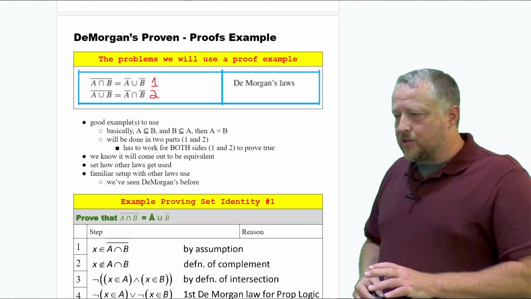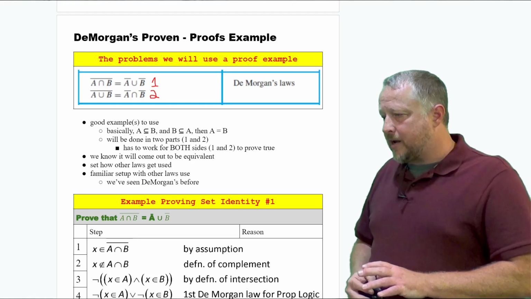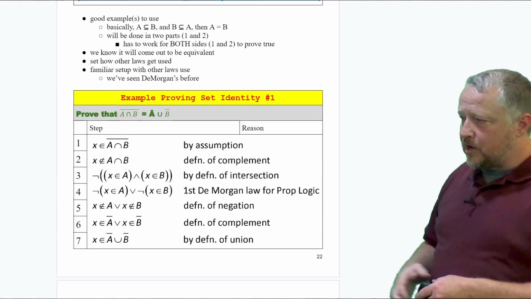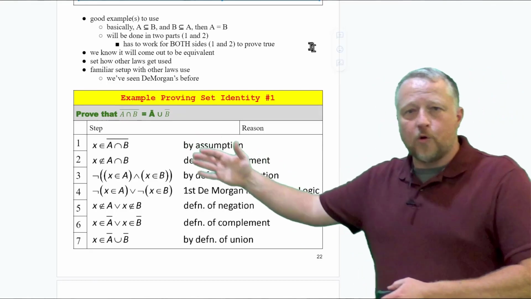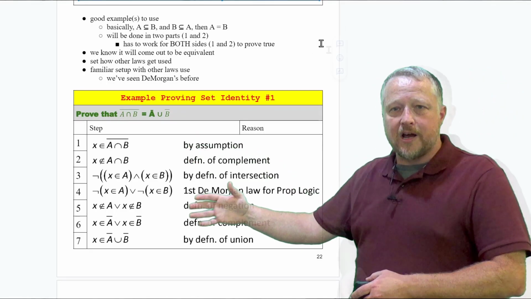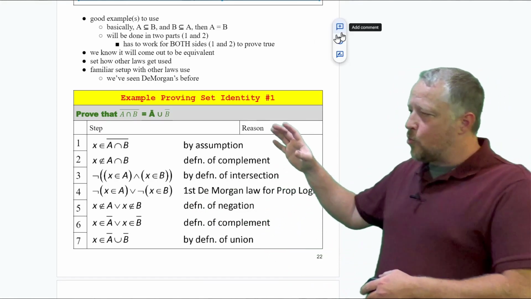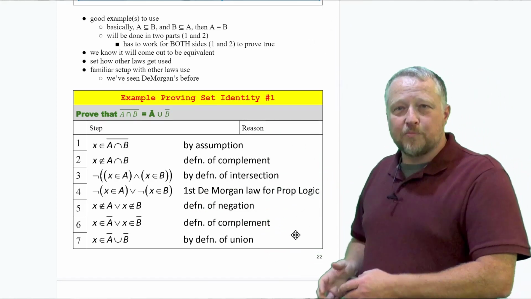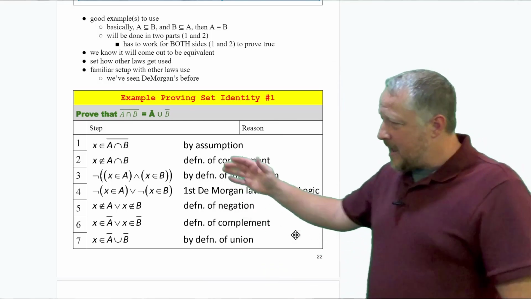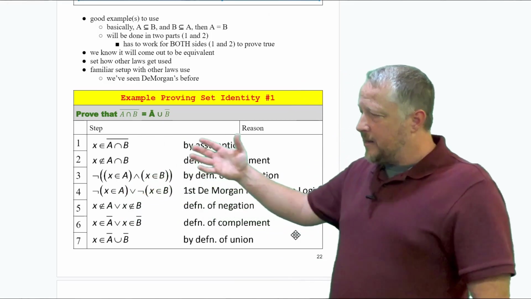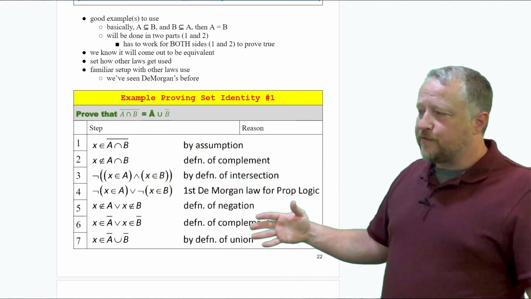Now, when it gets into our overall set of notes here in proving our set identities, for the first portion of this, you're going to notice the overall table is going to be set up. You're going to notice that our overall setup for this identity is going to look pretty familiar, doesn't it? We're going to have our numbered steps, and then we're going to have our reasoning for all of this.